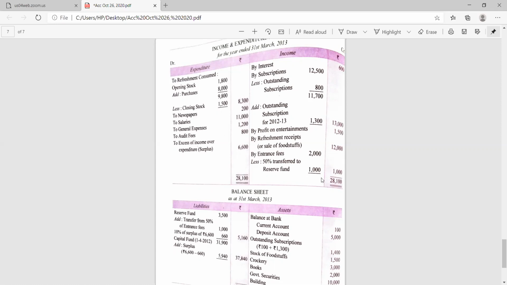As it is the income for the business, it is shown on the income side. If we talk about the expenditure, we have to calculate the refreshment consumed here. Opening stock of refreshment is given to us. Purchases are also given in the statement, less closing stock. In this way, we will get the net value of the material consumed. Then newspaper, salaries, journal expense, and outstanding audit fees are to be recorded here, and after crediting and debiting all the expenses, we take the balance.